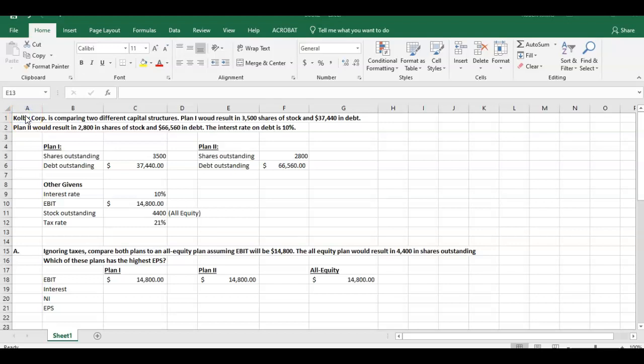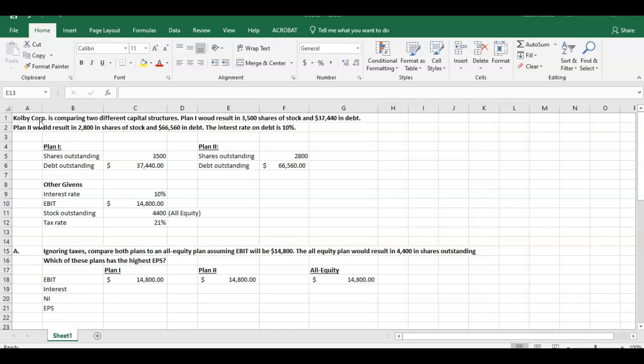Hi, welcome everybody. I'm going to walk you through a quick example here that's going to look at break-even EBIT and analyzing some use of leverage for a firm, and really comparing two different capital structures that a firm may pursue. So here's a question. This is from Chapter 16 for those of you guys in my class. Colby Corpus compared two different capital structures.